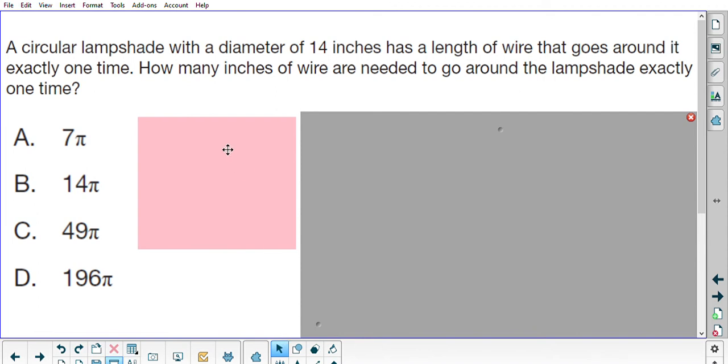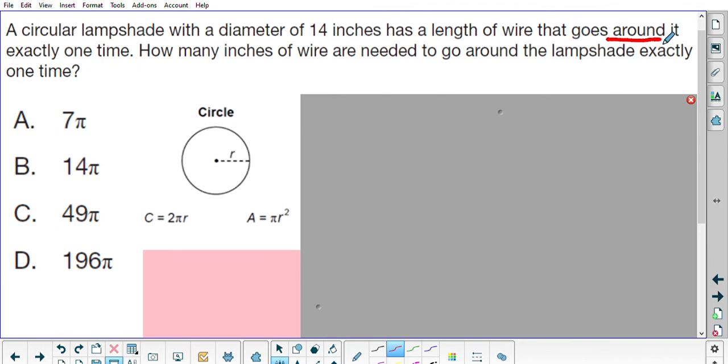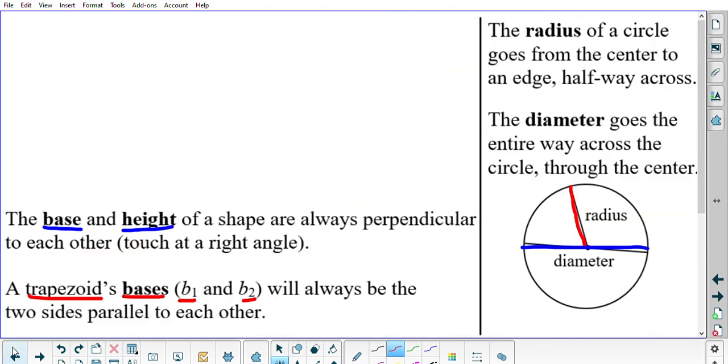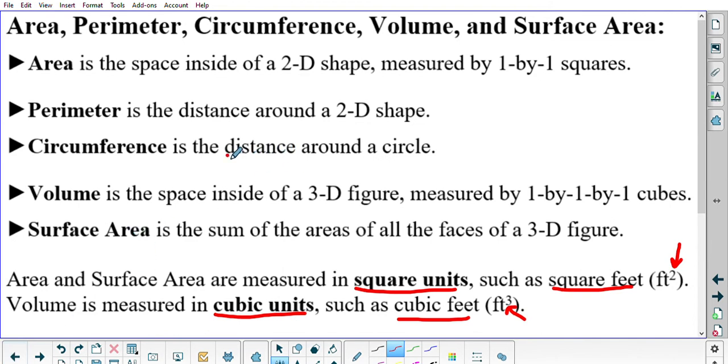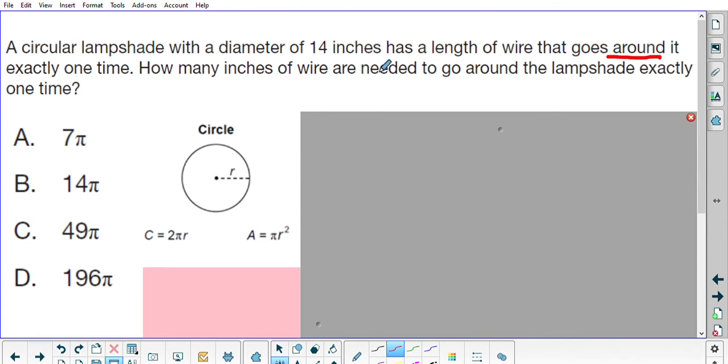Okay, you went to your formula sheet and you had to decide which formula makes sense for this situation. Since we are talking about a wire that goes around the circle, that's the meaning of circumference. Remember how I told you circumference is the distance around a circle, whereas area is the space inside of the circle. We don't want the space inside of the circle here. We want a wire that goes around the circle. That's why we need to use the circumference formula.